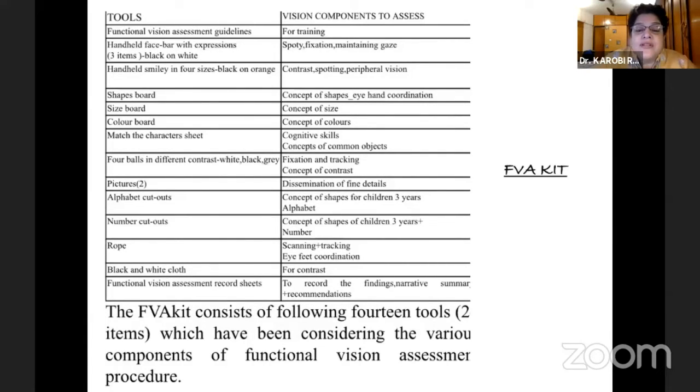You get the concept of size, colors, and shapes, and it helps scanning and coordination. And in these you have things like smileys, shapes, a shape board, a size board, a color board, match-the-color sheets, number cutouts, alphabet cutouts, four balls in different contrasts, black and white cloth, and a rope. Functional vision assessment record sheets are there, in which you signify how many things the child was able to do well and not do well.